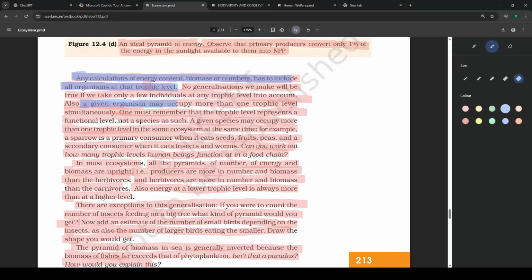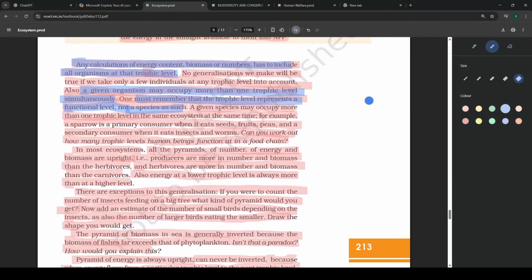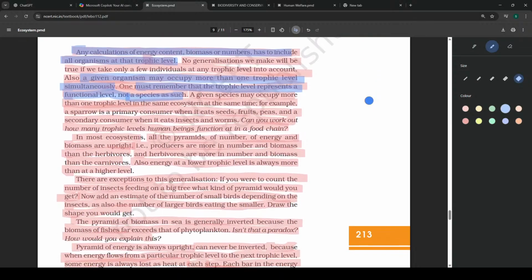A given organism may occupy more than one trophic level simultaneously. And what is a trophic level? One must remember an important note about a trophic level. A trophic level represents a functional level. It does not represent a species. We saw before, it is the place of a given organism depending on its interrelationship for food, like what part it is playing in the food chain. It is not a specific species we are talking about.